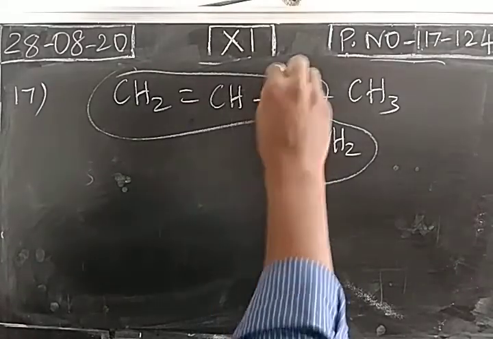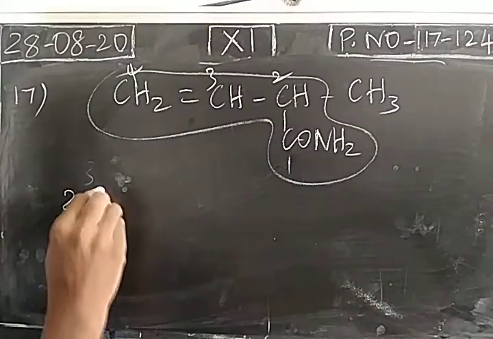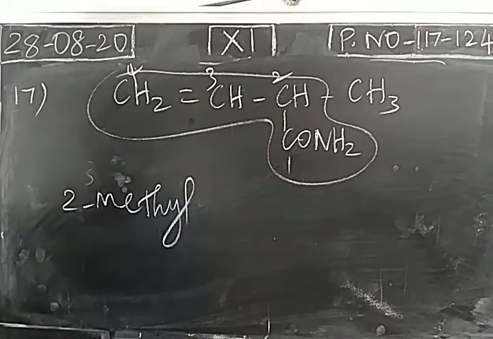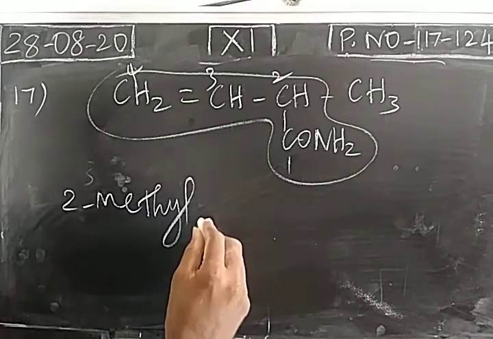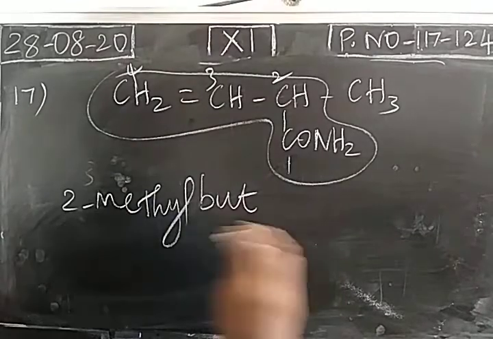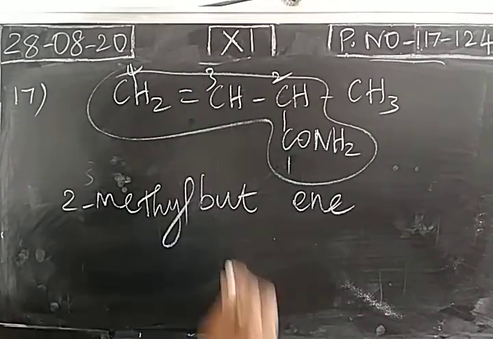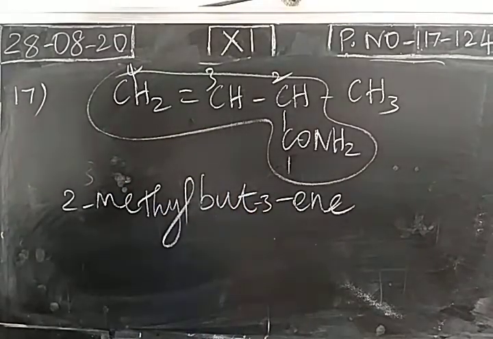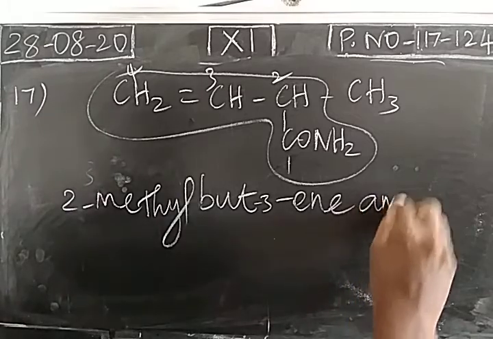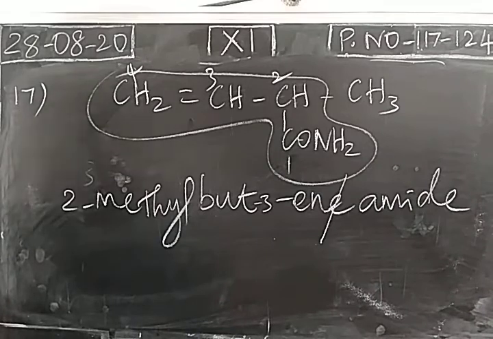So the substituent is methyl. At the second position, we have a methyl group. So 2 methyl, 4 carbon atoms in the longest chain, so root word but. A double bond is present in the chain, primary suffix ene. The position of the double bond is 3. For amide, the secondary suffix is amide. When joining, the e will be stripped out. So 2 methyl but 3 enamide is the IUPAC name.